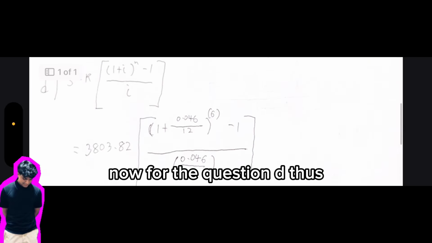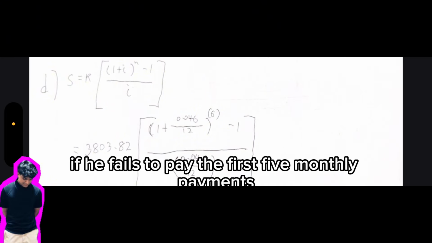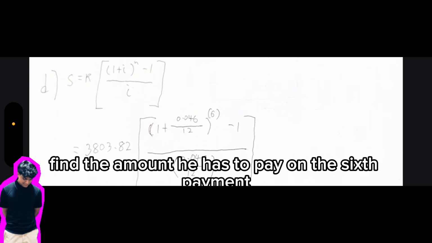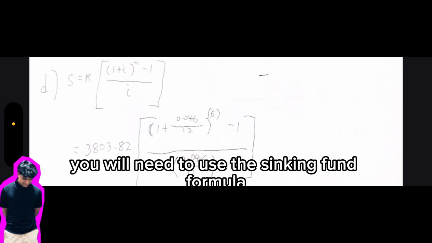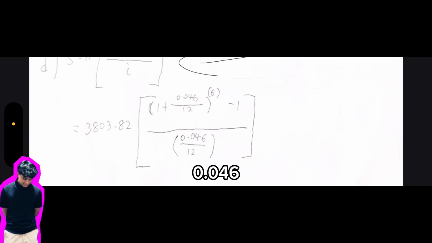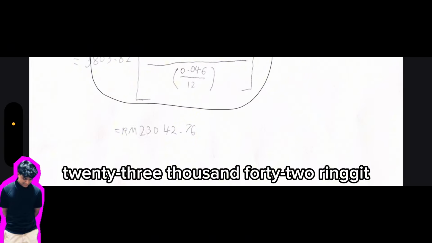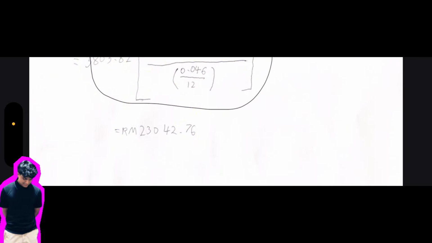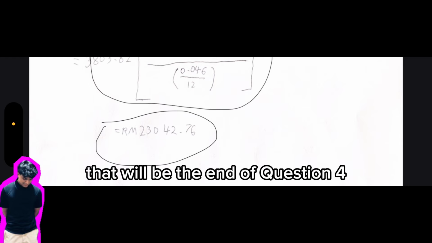Now, for question D: if he fails to pay the first 5 monthly payments, find the amount he has to pay on the 6th payment in order to settle the outstanding arrears. You will need to use the sinking fund formula, where R is 3,803 ringgit 82 cents and n is 6 months. i is 0.046 over 12. After substituting all the values, you will get 23,042 ringgit 76 cents. This is the amount accumulated in the sinking fund after 6 months. That will be the end of question 4.